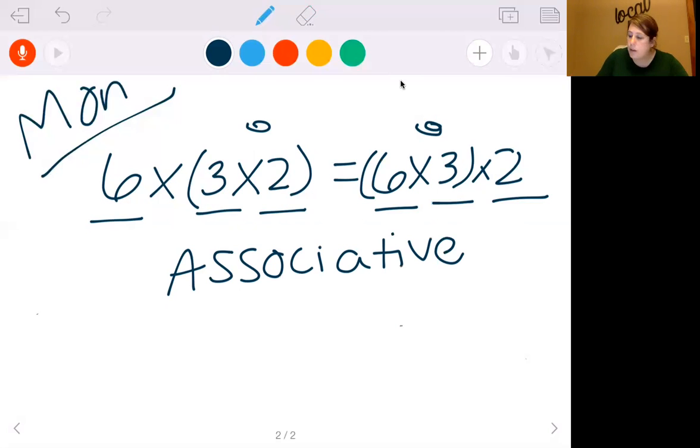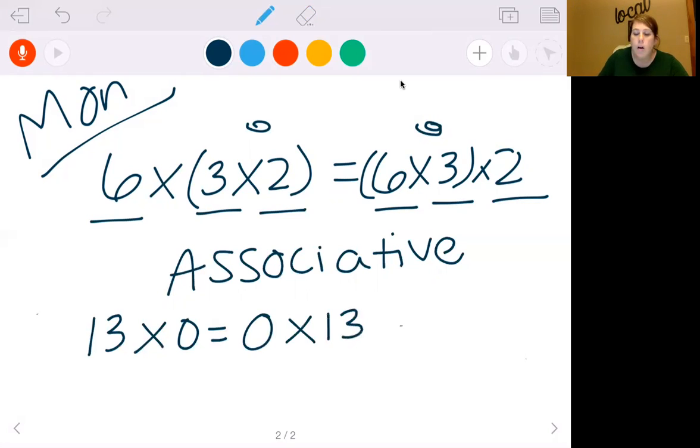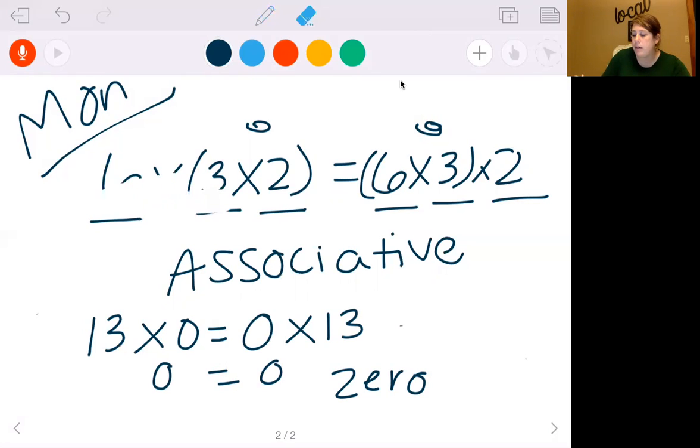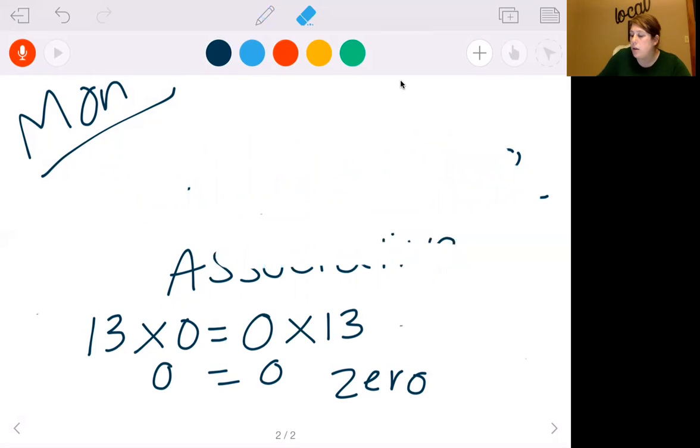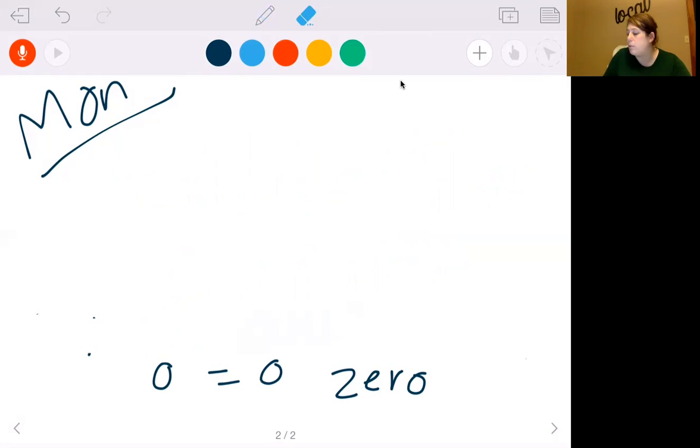So that's one. Another one they would give you is something like this. 13 times 0 equals 0 times 13. All that means basically is 0 equals 0. Anytime you have a 0, you know it's zero property, okay? Anytime you see a 0. Okay, let me erase these. I'm going to give you a couple more to work on. The best way to do these is, again, just practice. I tell you that for everything we do in math, but it's true.